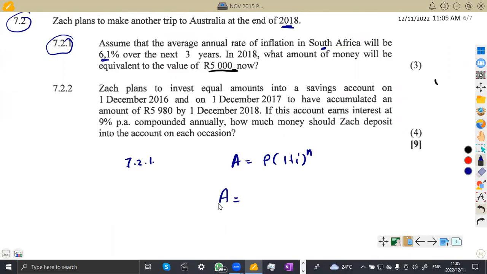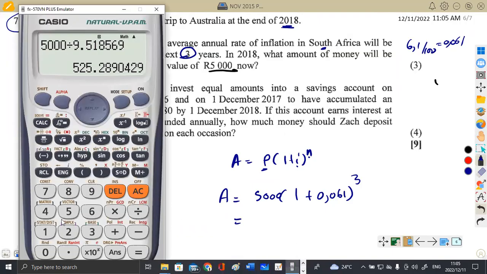So we need the accumulated amount after the inflation of having 5,000 Rand, increasing at an interest of i here, which is 6.1%. So 6.1, if we divide by 100, that's 0.061. And n is the number of years, the next 3 years from 2015 to 2018. So that's the total amount that you're going to have.